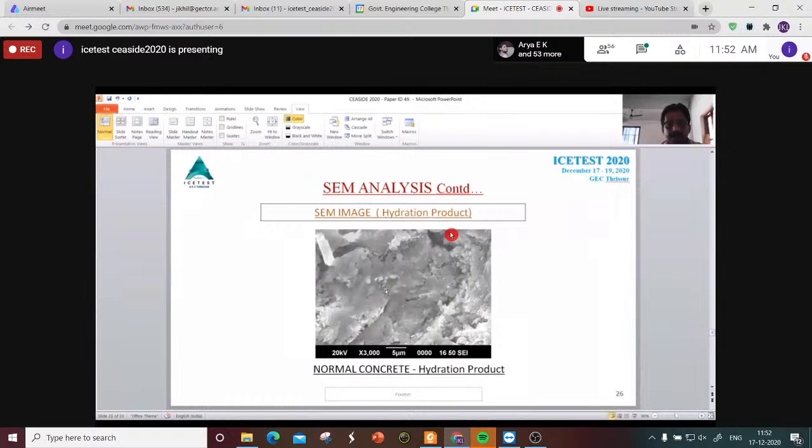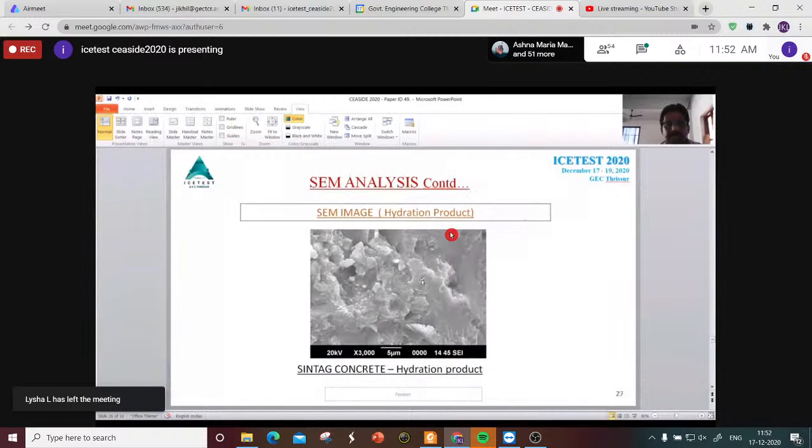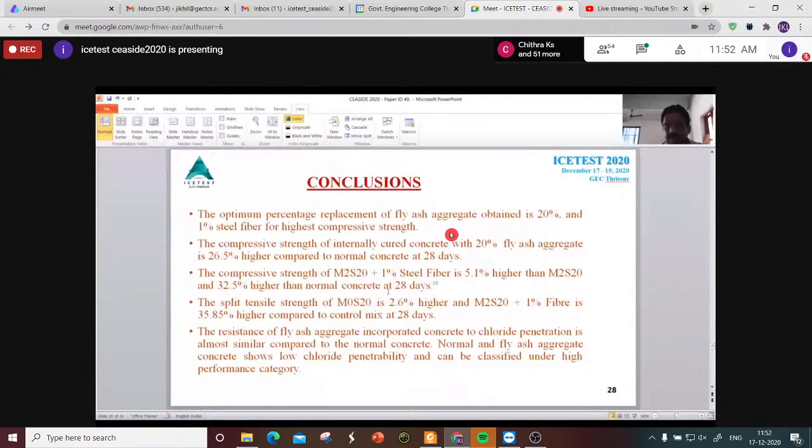Again, in the hydration products, for normal concrete crystalline structures are seen, whereas in the enhanced curing, internally cured condition, spongy type images are seen, which shows that more CSH gel has been formed. In conclusion, it can be inferred that 20% fly ash aggregate is the optimum replacement, and 1% steel fiber is the optimum addition for the highest composite strength.